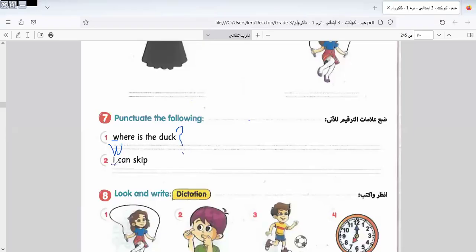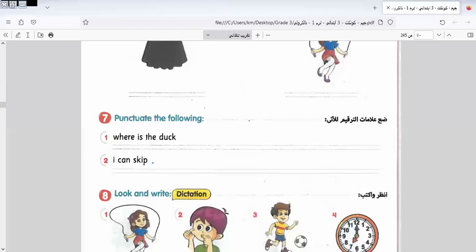Here is I. As we told you in grade 6, the pronoun I is the only pronoun that, in any place of the sentence, must be written in what? In capital letter. Don't write the pronoun I in a small letter in any place. If it comes at the first, in the middle, or at the end of the sentence, we must write the pronoun I in capital letter. And at the end of the sentence, I put a question mark. Let's go to another question here.